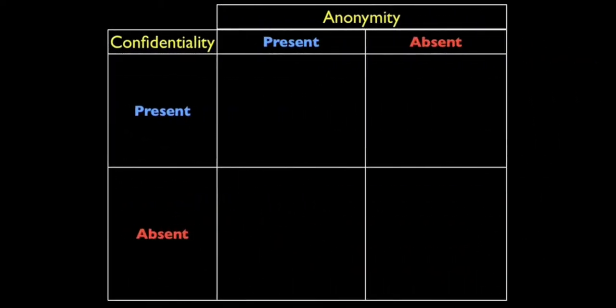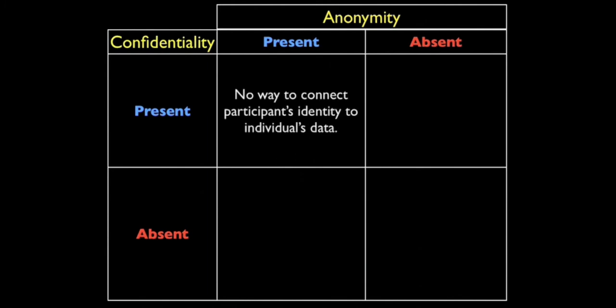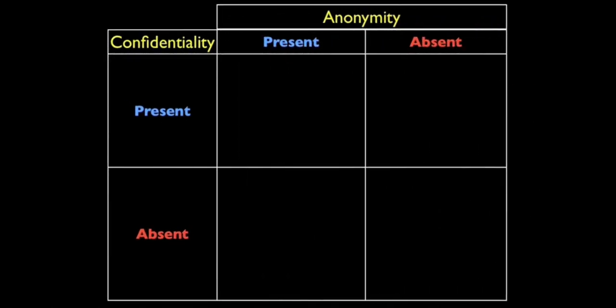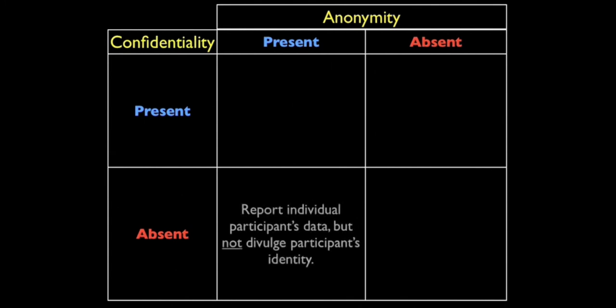Let's go over these points one more time using a table to deliver the information. If there is no way of connecting a research subject's identity to individual data, then both confidentiality and anonymity are present. In another situation, individual subject data is reported, but not anything that would divulge any subject's identity. Then confidentiality is absent, but anonymity is present.